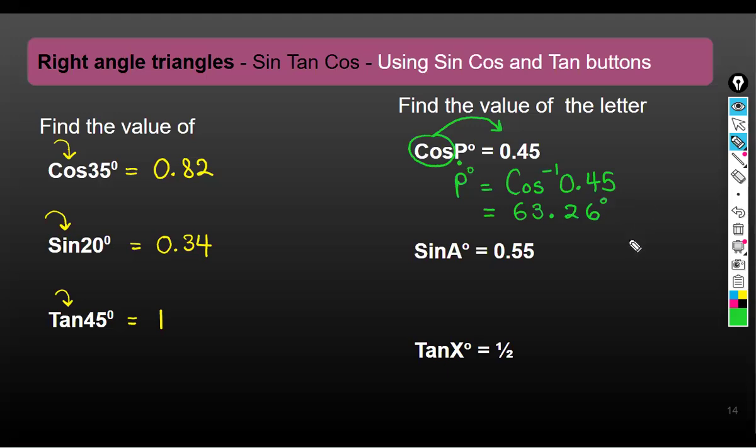63.26 to 2 decimal places. And yes, you have to put the degrees here because we are solving for angle P, and angles are measured in degrees. Let's try the second one together.